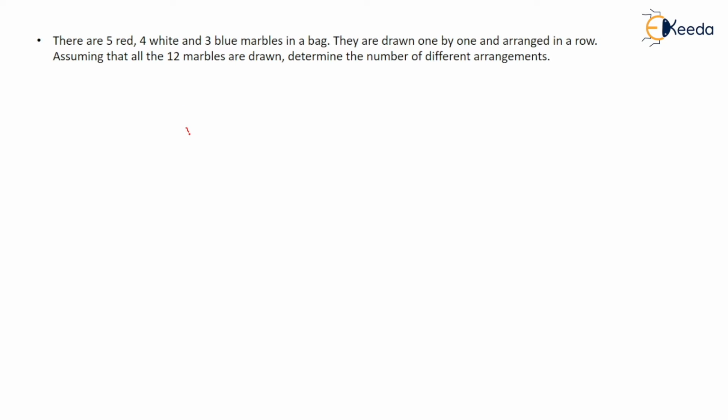Means there are 12 total. Out of those, one by one, they are taking out the marbles, and after that, you determine the number of different arrangements which they can do. Means after taking those balls out, they are arranging those balls in different ways. So you have to find the number of ways in which they can arrange this. Here the total number of balls is 12, and they are of different colors, right?